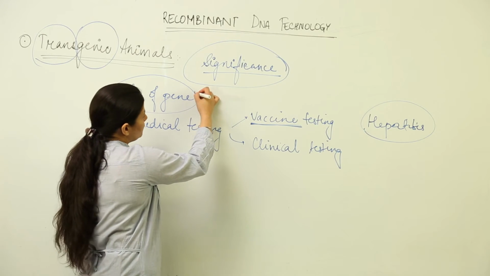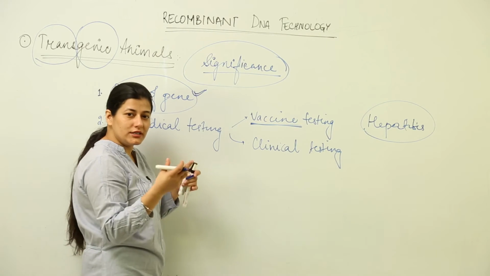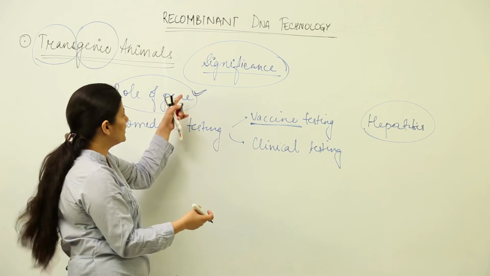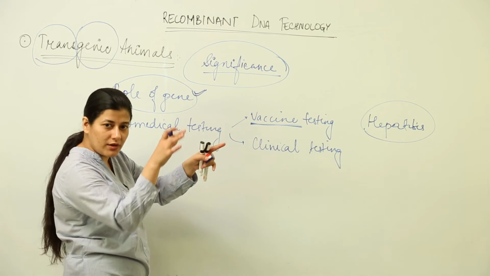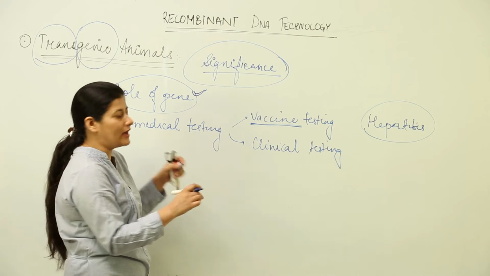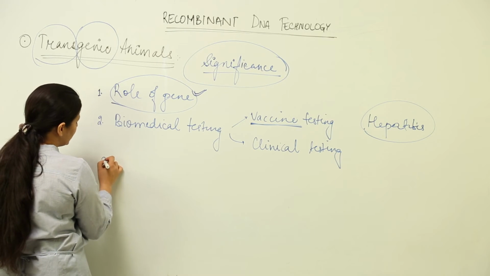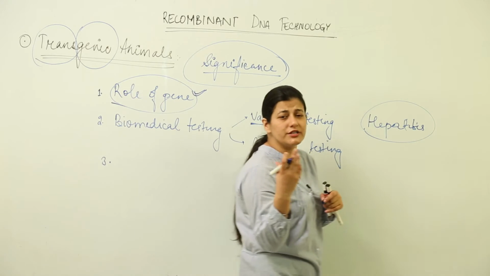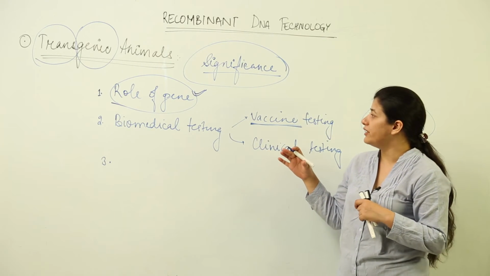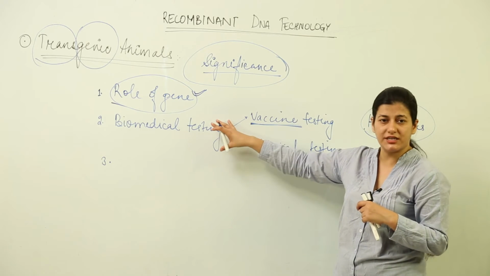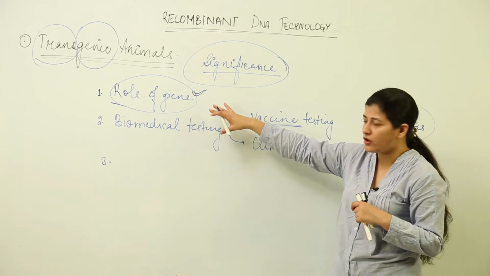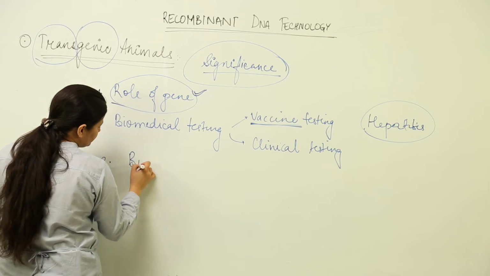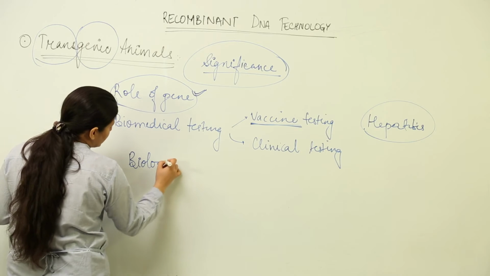So you can decipher that also by incorporating the same gene into a transgenic animal, obtain the animal, then see the effect of that gene in that animal, and you get an idea what the gene is all about. Then we have the third significance: supposedly you have seen the role of the gene. What about the product? So we have biological products as well.